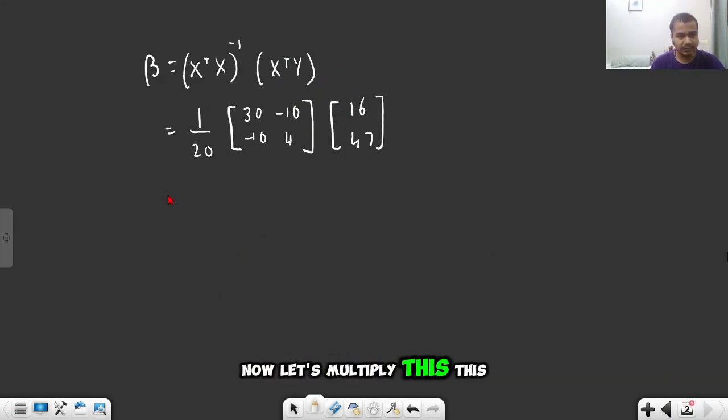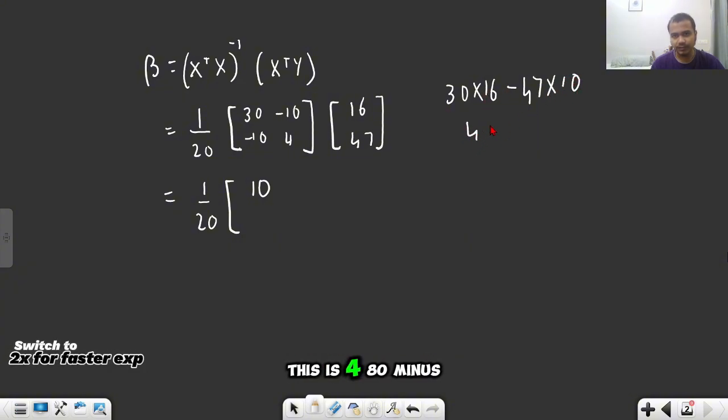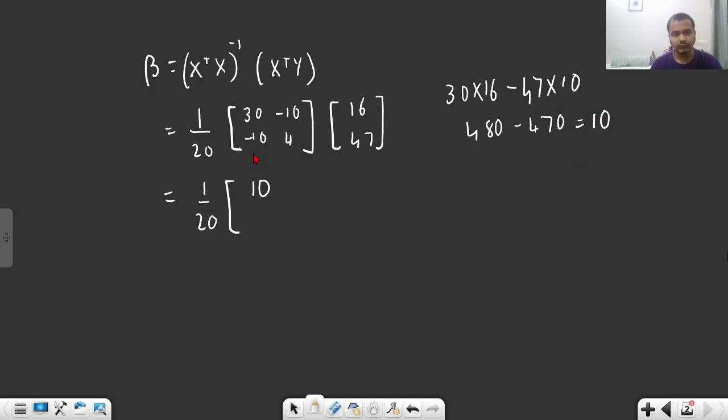Now let's multiply this. This is equal to 1 by 20. 30 into 16 minus 10 into 47. This is 480 minus 470, which is 10.